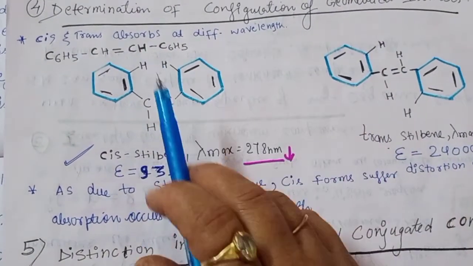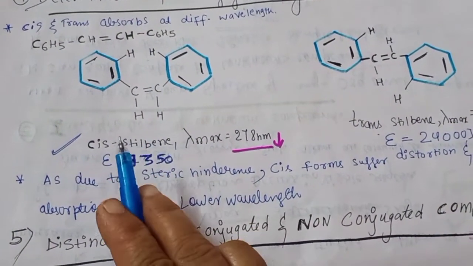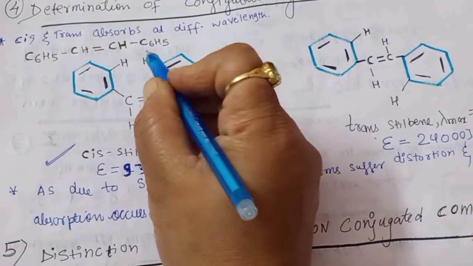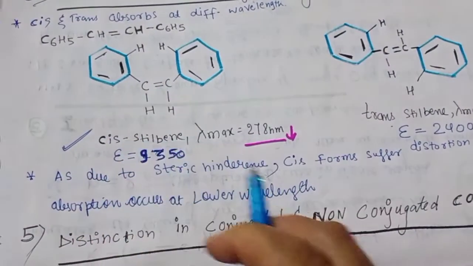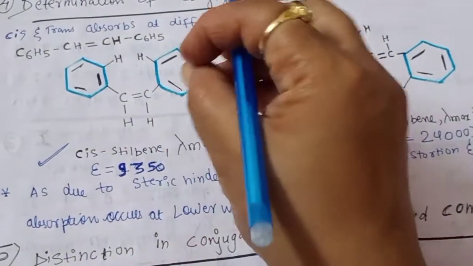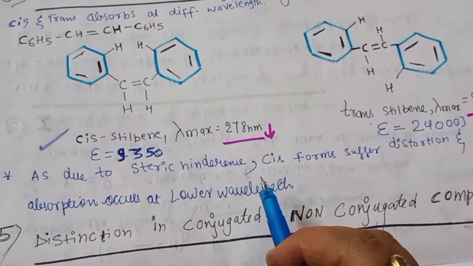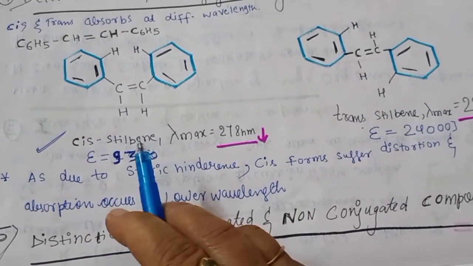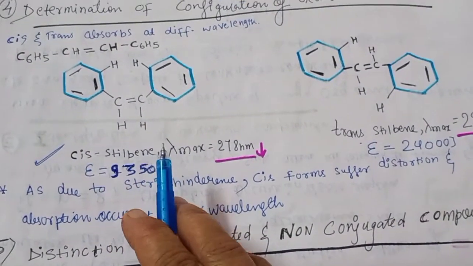In the case of the cis isomer, there will be steric hindrance. These two groups will clash with each other, meaning there is some steric hindrance because of the bulky groups. Because of this the molecule will suffer a distortion, and the absorption will occur at a lower wavelength in the case of the cis isomer.